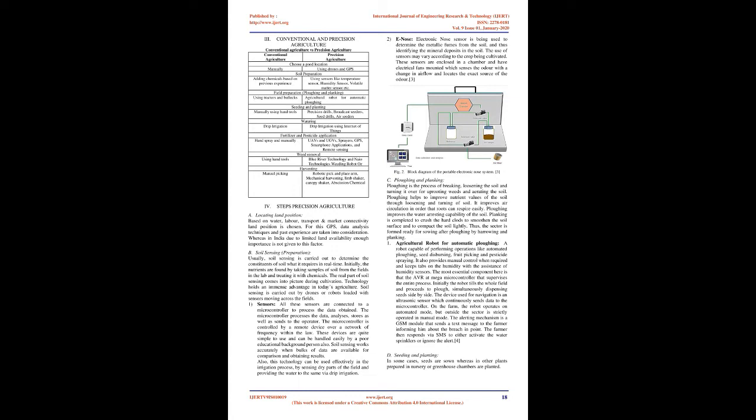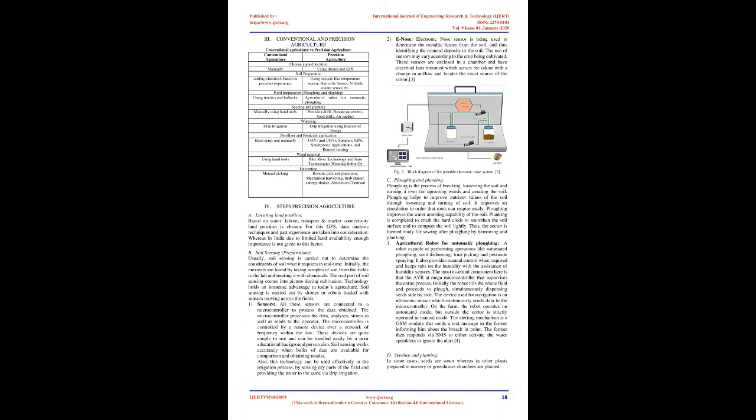4. Steps of precision agriculture. A. Locating land position. Based on water, labor, transport and market connectivity, land position is chosen. For this, GPS, data analysis techniques and past experience are taken into consideration. Whereas in India, due to limited land availability, enough importance is not given to this factor.